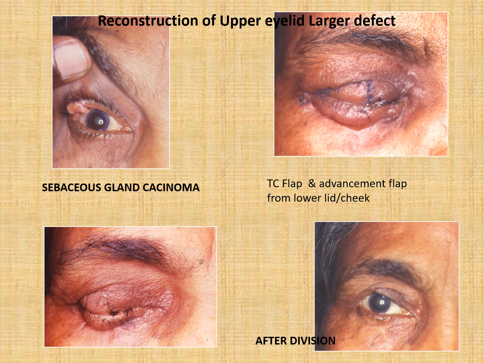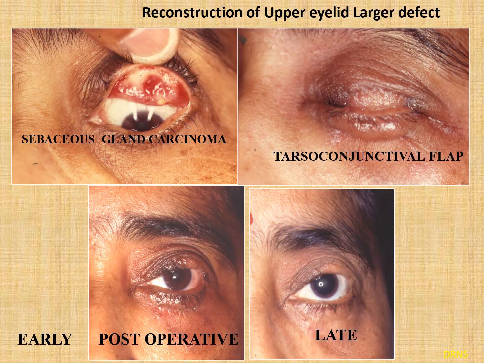For a larger defect, especially the sebaceous gland carcinoma, a tarsoconjunctival flap is used, and advancement flap from the lower lid and cheek is advanced over the defect to cover. After division, the reconstruction is complete. Larger defect, the same method of using the cheek skin to cover the anterior lamella.